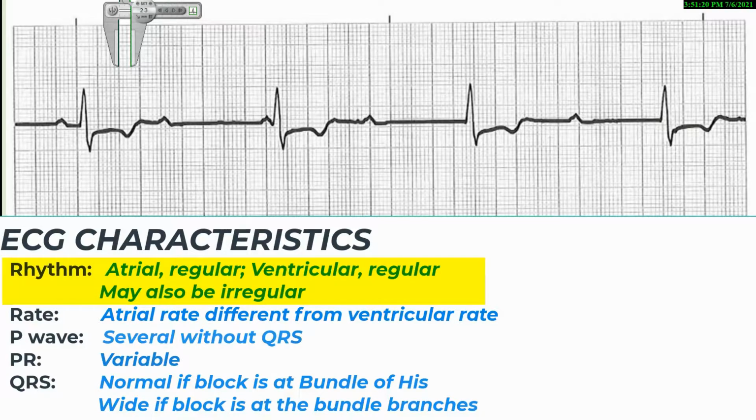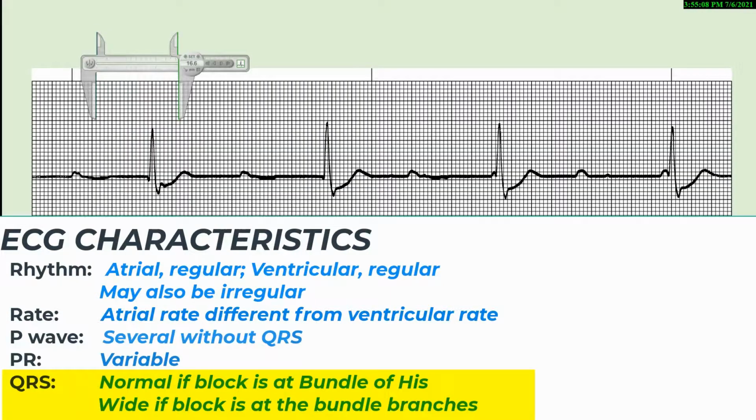So the characteristics of a third-degree AV block are: Rhythm. The rhythm may be regular or irregular. The atrial rate is going to be regular, and the ventricular rate will also be regular. The P wave rate will be different from the ventricular rate. P waves. There will be several P waves without a QRS complex. PR interval. The PR intervals are going to be variable. QRS. The QRS may be normal if the block is located in the bundle of His, or it could be wide if the block is located at the level of the bundle branches.